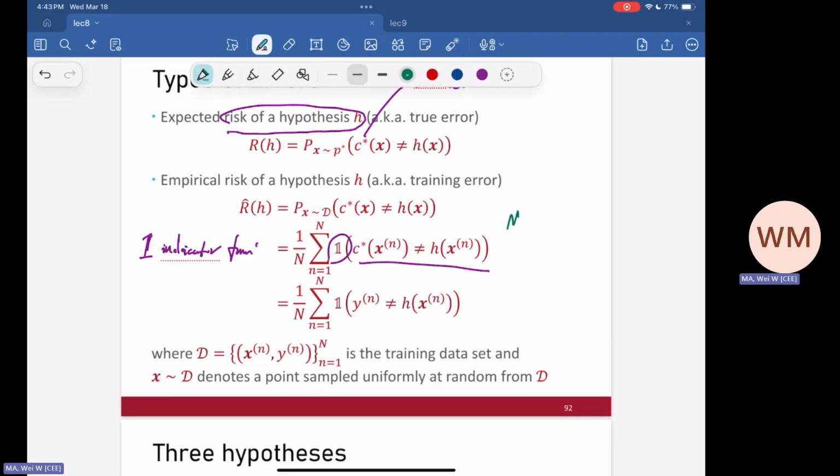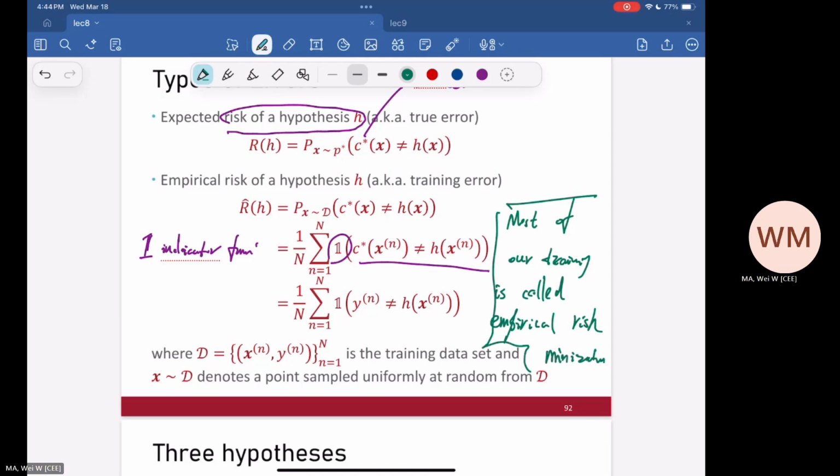So most of our training is called empirical risk minimization. Okay, so here you can see that we have an assumption that the empirical risk is quite similar to the true risk. Otherwise, what you are doing here has nothing to do with the true risk.